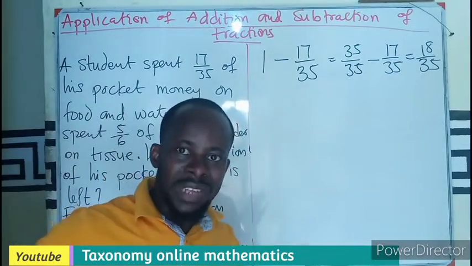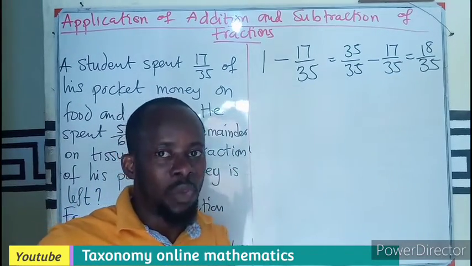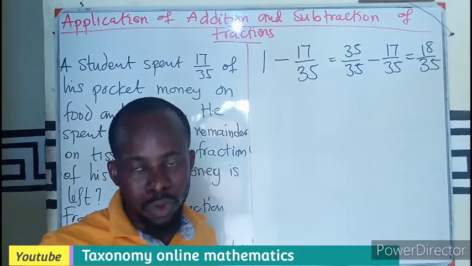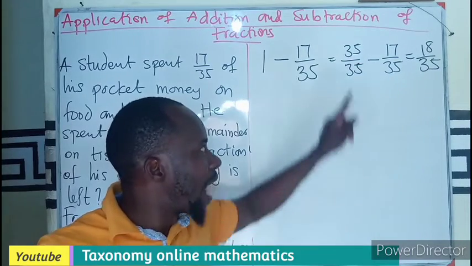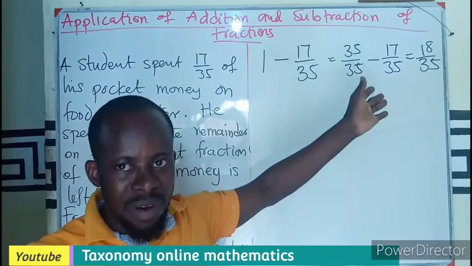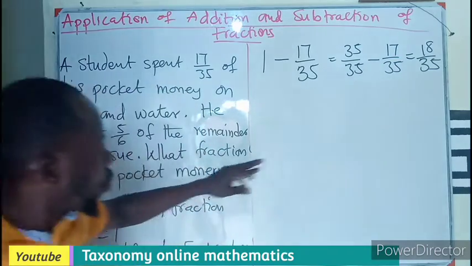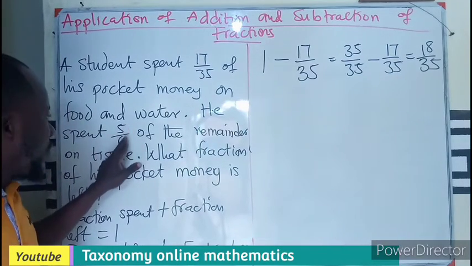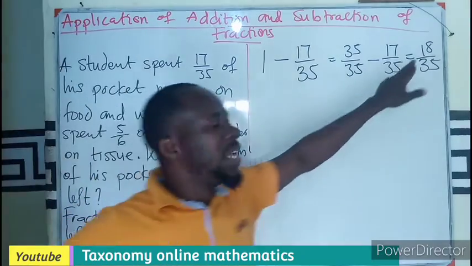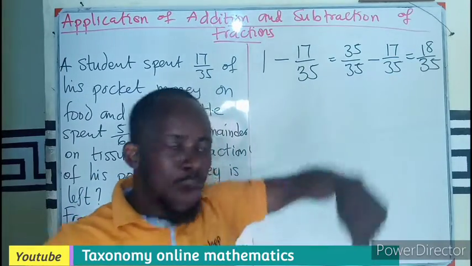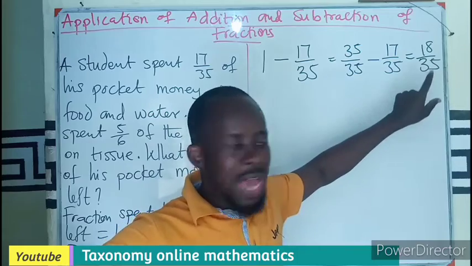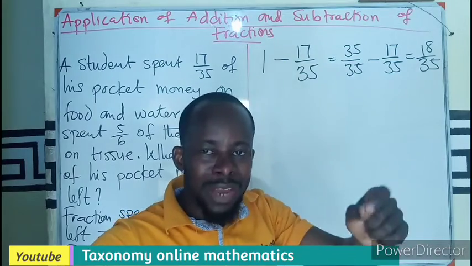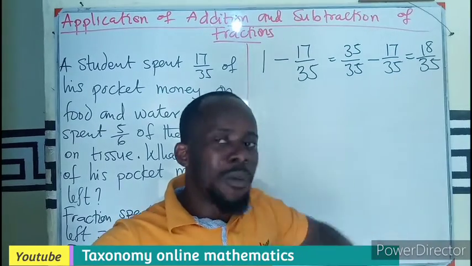So in actual sense, I am no more left with 1. 1 is the whole that I was moving with. I bought water and food, so I am no more having 1 in my pocket, but I'm having this. So forget about whatever 1 is. Now we are going to keep this in mind to continue the remaining question. He spent 5 over 6 of the remainder. So any money I'll be spending now will be from this money. If this is the 3 cedis from the beginning, any expenditure I will make again will be coming from the 3 cedis, but not from the 5 cedis.